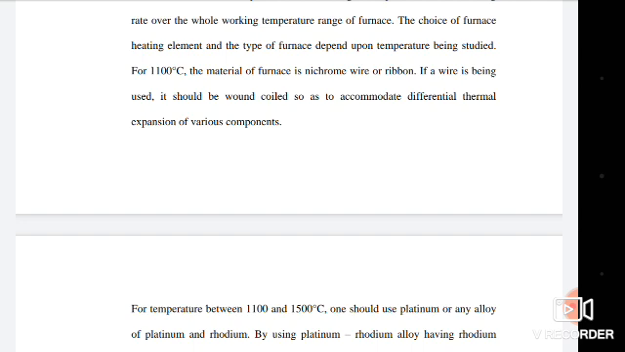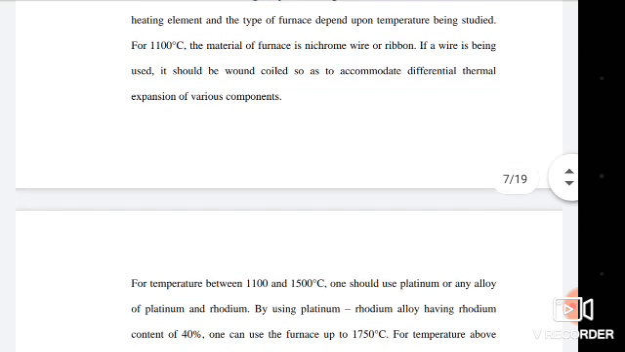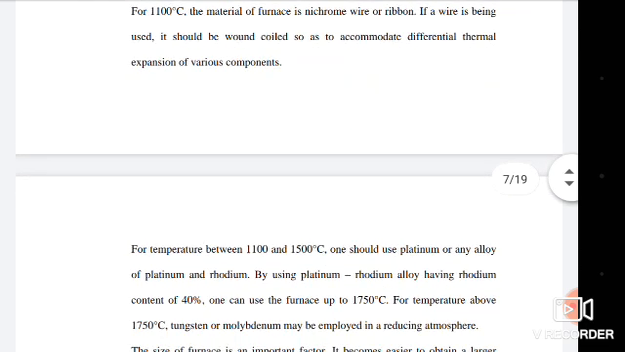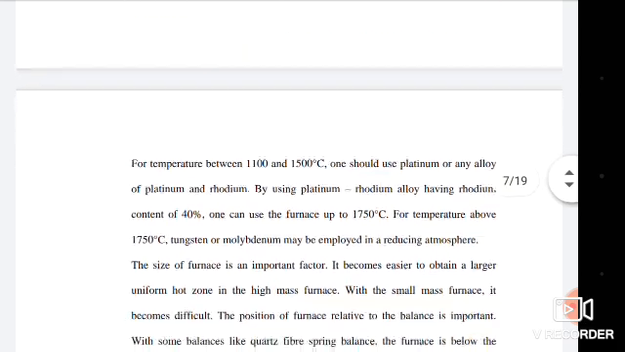If a wire is being used, it should be wound or coiled so as to accommodate the differential thermal expansion of the various components. So this nichrome wire is a wound or coiled wire, to accommodate the differential thermal expansion of the various components.